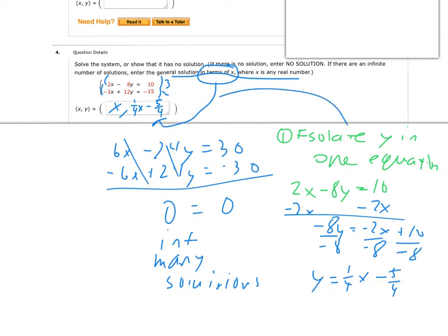And you get that again by doing this, isolating y in either one of these equations. It didn't matter which one I picked, it actually would have come out the same either way.